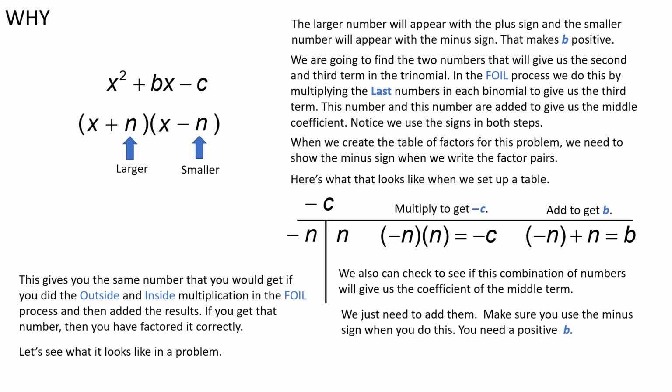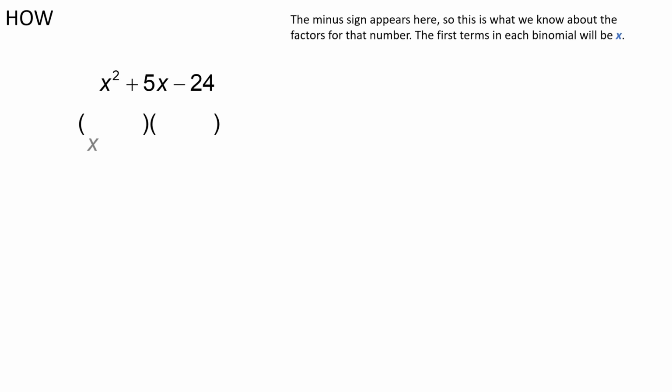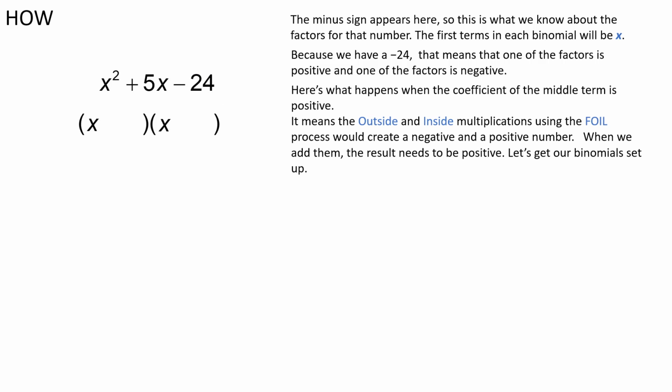Let's see what it looks like in a problem. Our trinomial is x squared plus 5x minus 24. The minus sign appears here, so this is what we know about the factors for that number. The first terms in each binomial will be x. Because we have a negative 24, one of the factors is positive and one of the factors is negative. Here's what happens when the coefficient of the middle term is positive. It means the outside and the inside multiplications using the FOIL process would create a negative and a positive number. When we add them, the result needs to be positive.